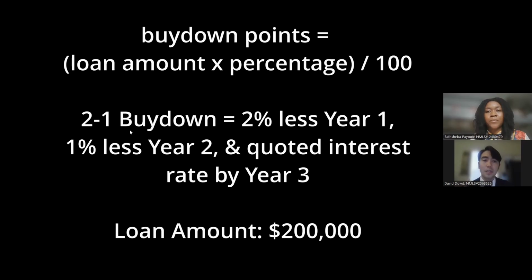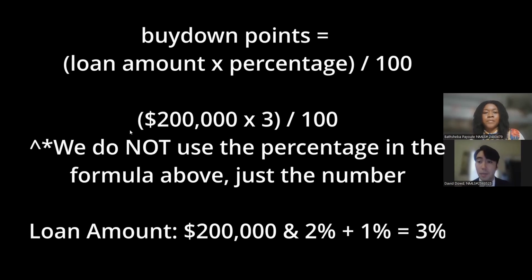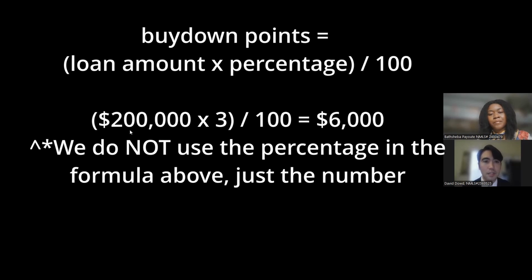So the 2-1 buy down is 2 plus 1 is 3. So it's 3%. That's how that's going to work. That's a very, very important distinction. If you don't have that context, you might get this wrong. And then afterwards, we're going to divide the result by 100. 200,000 is going to be multiplied by 3. And then we divide by 100, which gets us 6,000.